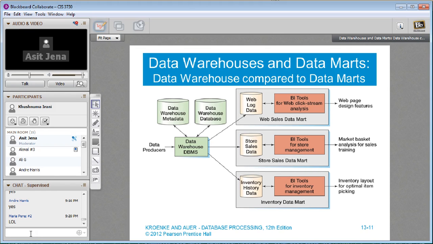So the basic difference between a data warehouse and a data mart is that the data warehouse is at the enterprise level and supports everything in the enterprise, and a data mart might support individual departments. And if you look at it, an individual department in a Walmart is huge.